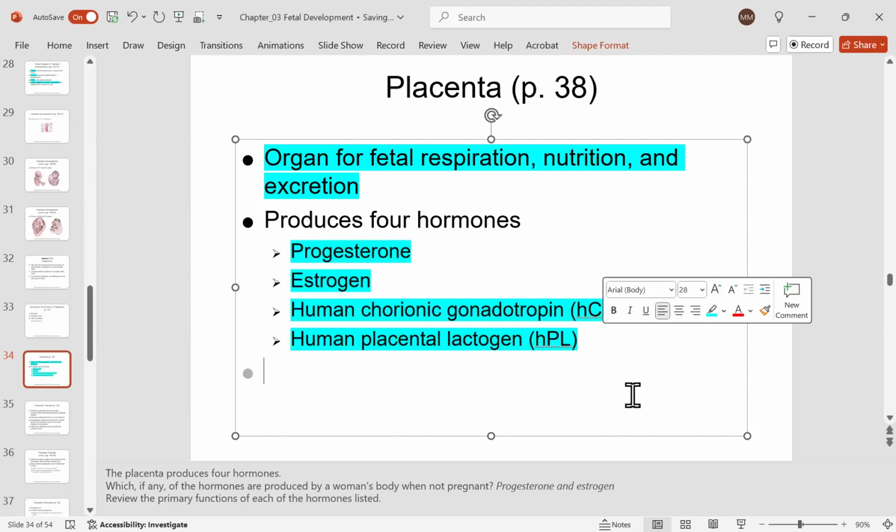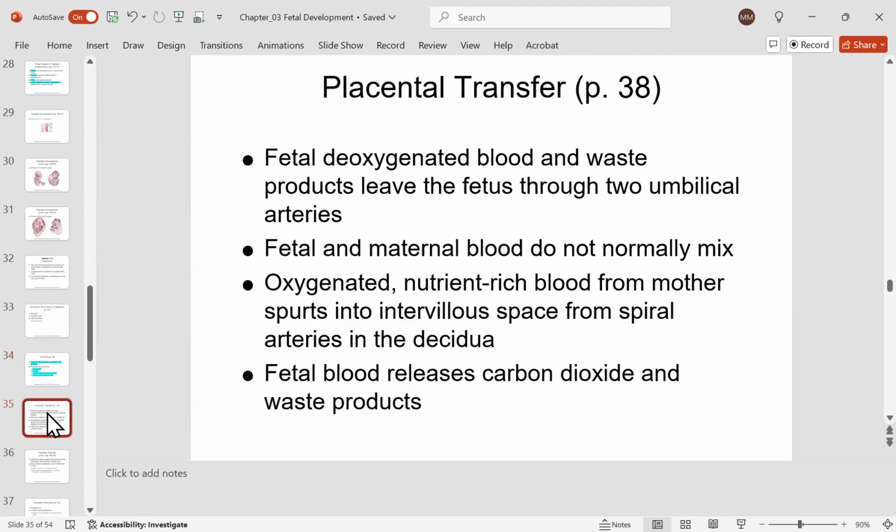Okay. When you take a pregnancy test, it's the human chorionic gonadotropin that we're looking for because those levels double, quadruple, quintuple, like quickly to keep the pregnancy viable. Okay. So those are the four hormones that the placenta actually makes.